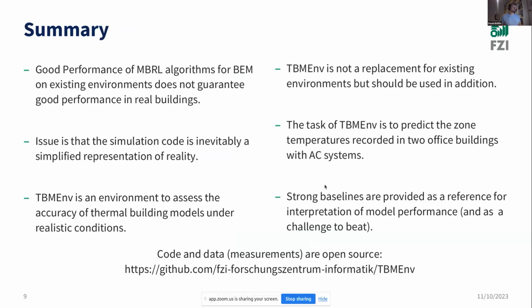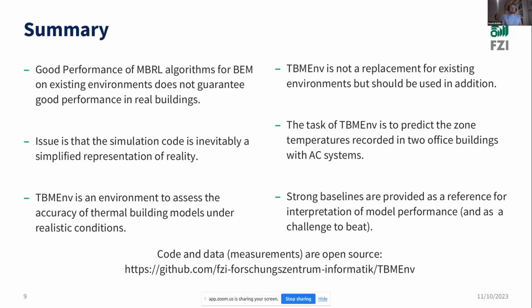Okay, so that leads me to my summary. I think the main point I wanted to show you today is that good performance of model-based reinforcement learning algorithms for building energy management on existing environments does not guarantee good performance in real buildings. And the issue is that simulation code is inevitably a simplified representation of reality. We have introduced the TBMNF today as an environment to assess the accuracy of thermal building models under hopefully more realistic conditions than with Energy Plus.